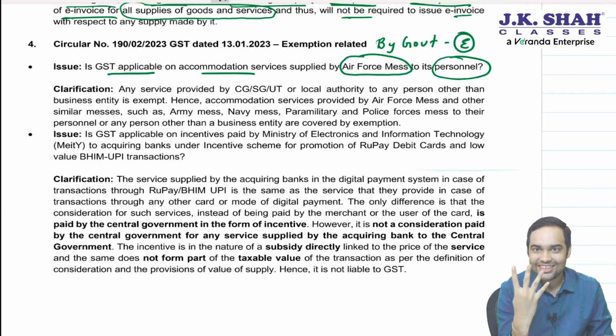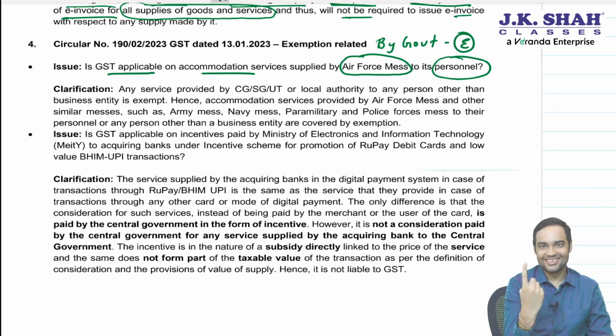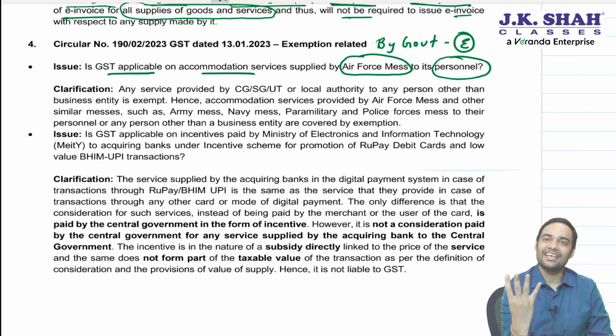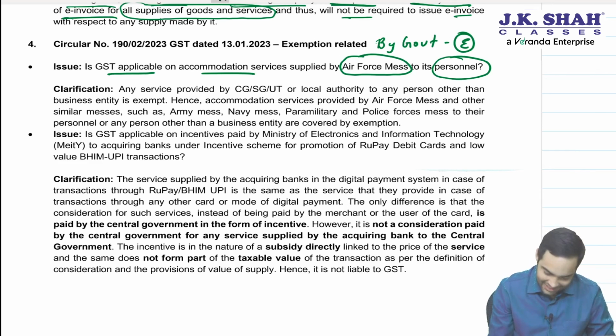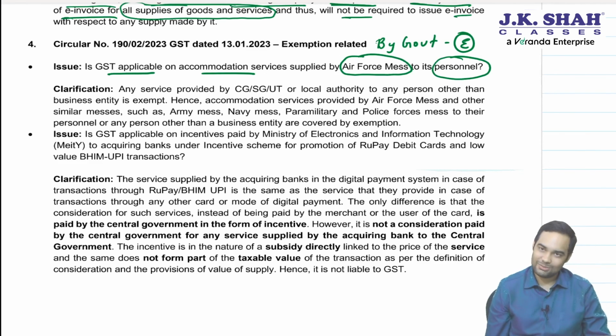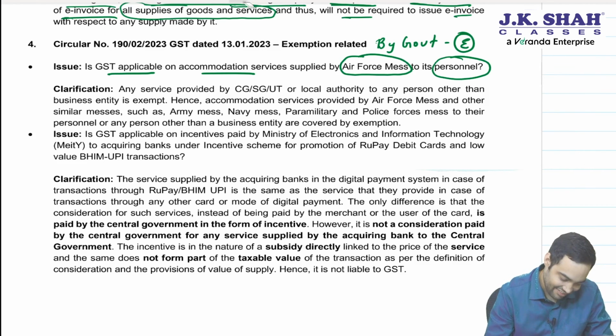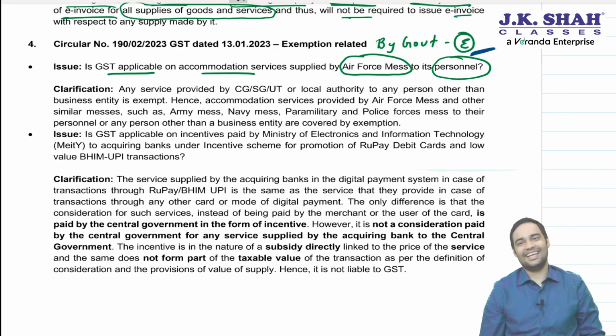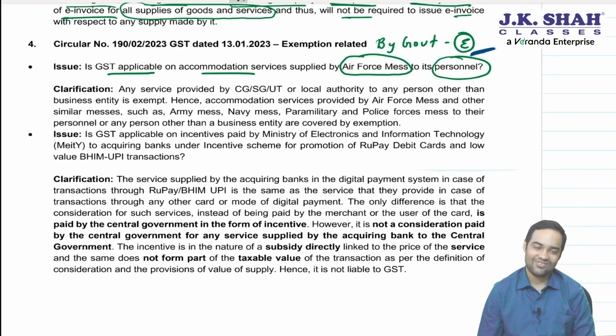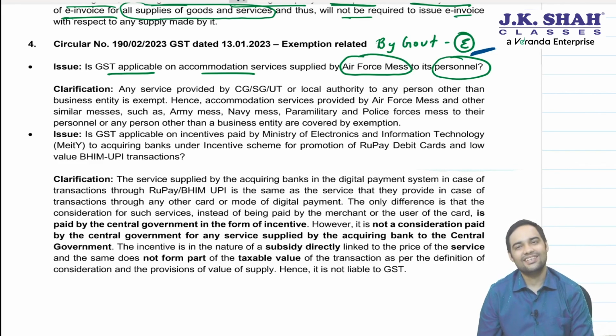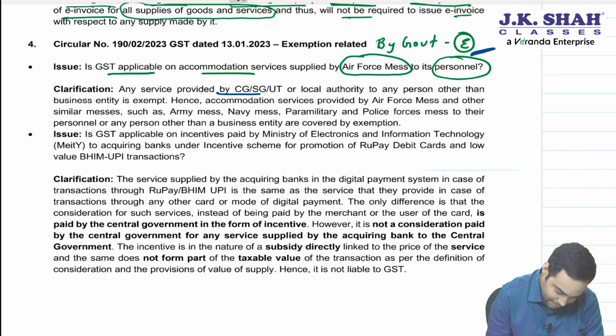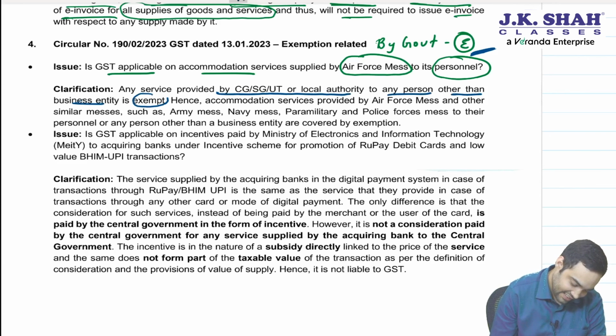You remember there are only 4 things which are taxable: Department of Post, transportation of goods or passengers, aircraft or vessel related services, any service to a business entity. But here when you are providing to personnel, are you providing to a business entity? And that's why it will enjoy an exemption. That's what CBIC has clarified, that any Air Force mess or any other mess run by government, if they are providing service to its personnel, then it will enjoy an exemption, because any service by government or local authority to any person other than a business entity is exempt.